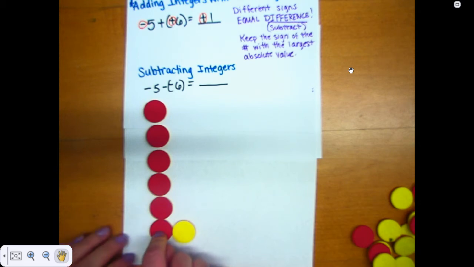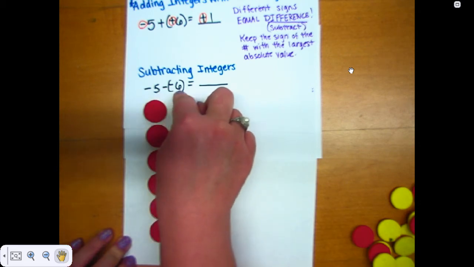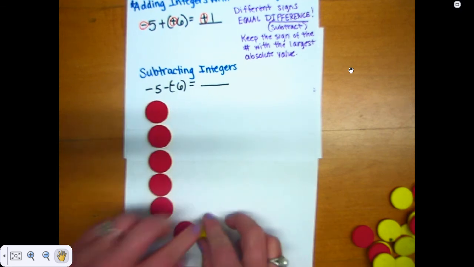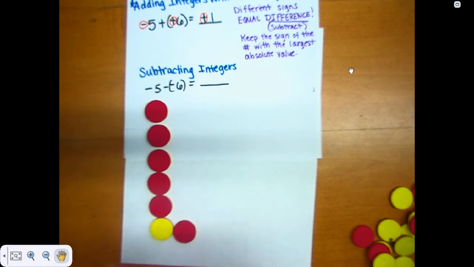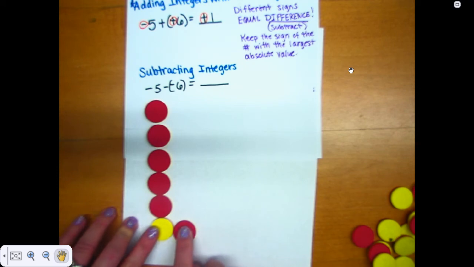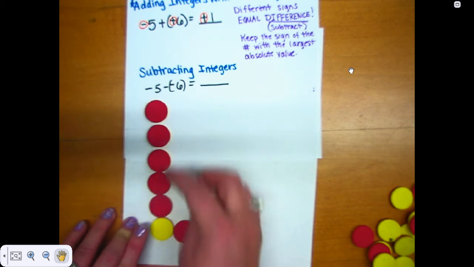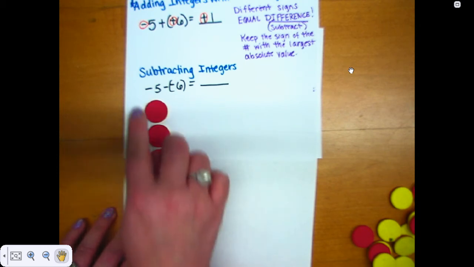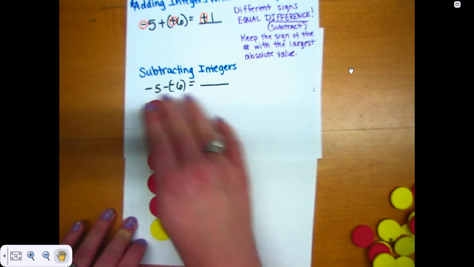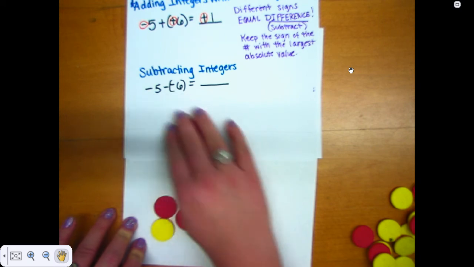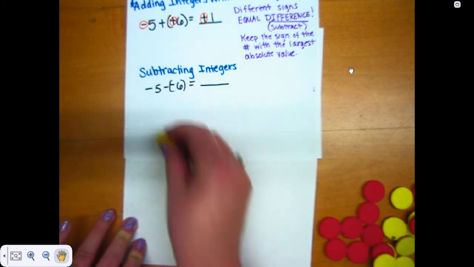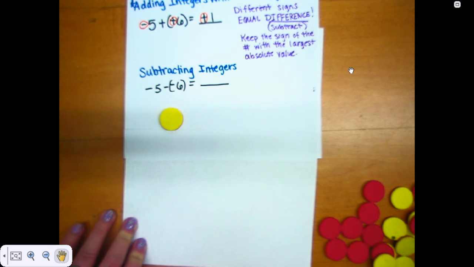So if I'm taking away -6, remember when we added this zero pair, we didn't really change anything because +1 and -1 equals 0, right? So it still says -5 here. But we need to take away -6. So 1, 2, 3, 4, 5, 6. We can take away -6 now. And we're left with +1.